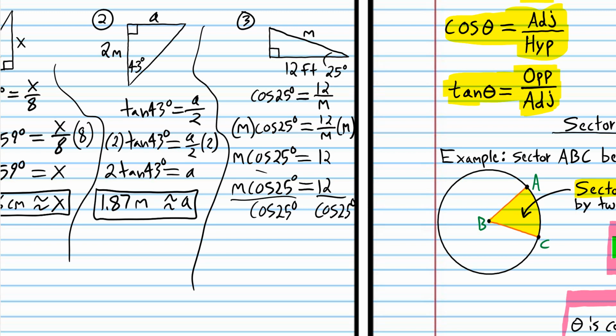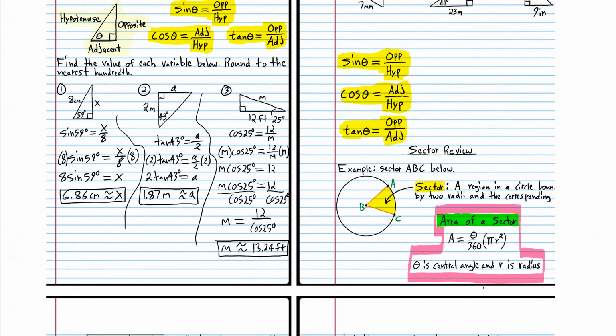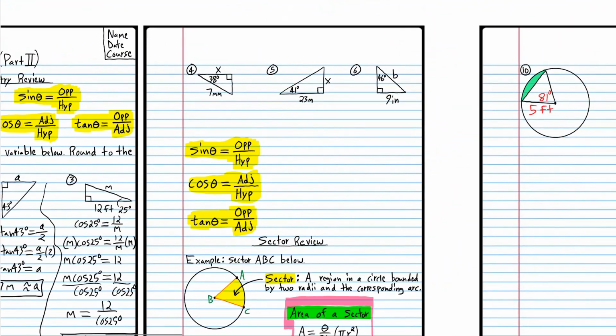This is m times cosine 25, so we have to do the opposite of multiplication, which is division. Those cosines cancel out, and you end up with 12 over cosine 25 degrees. And then we just get out the calculator. So 12 divided by 25 cosine equals, and we get 13.24.